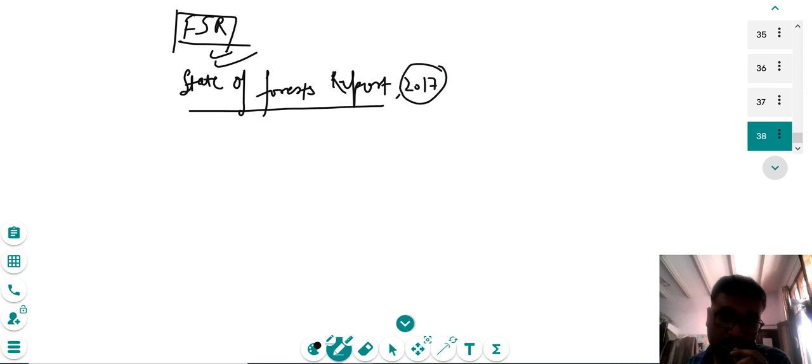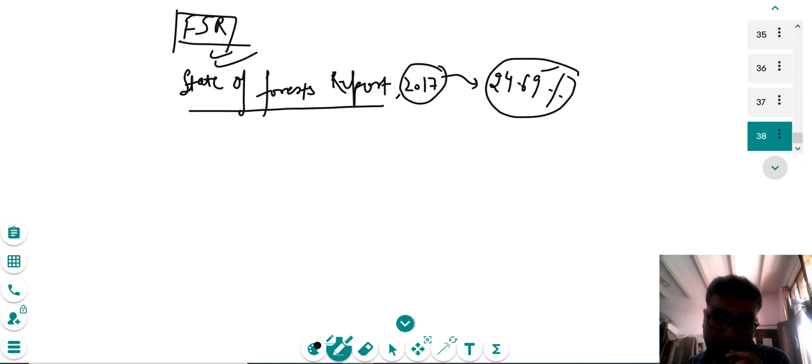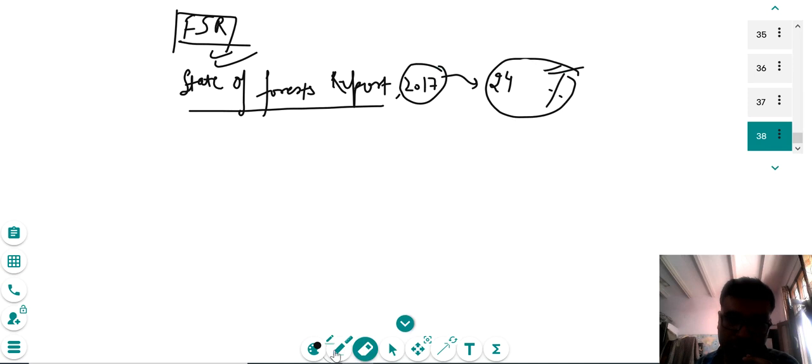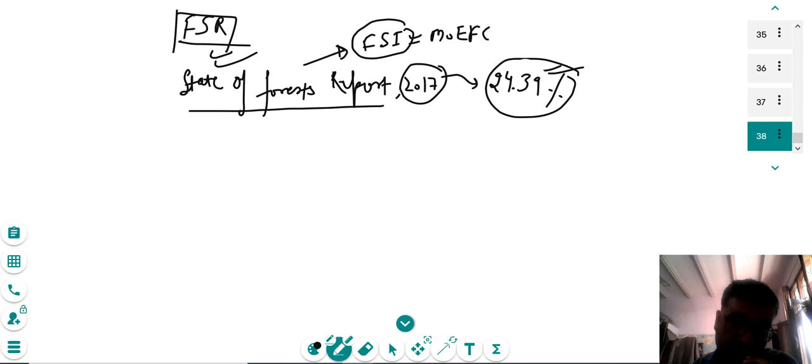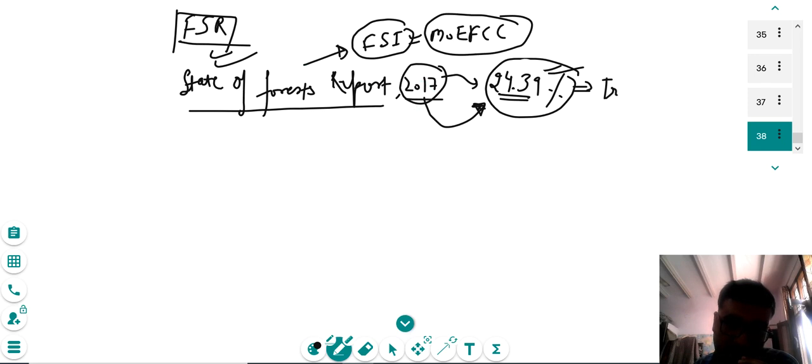See, according to this report, the forest cover in India was 24.69% of the geographical area of India, right? Sorry, not 69, 39, 24.39%. This is a biennial report, published once every 2 years, and the publisher is the Forest Survey of India, which is under the Ministry of Environment, Forest and Climate Change. According to the 2017 report, the forest cover of India was 24.39%, and this includes the trees plus the forests, right? The open trees as well as forest.